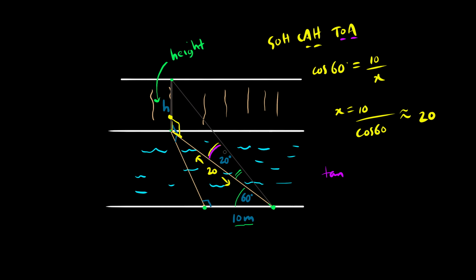So tan of 20 degrees is equal to the opposite, which is h, what we're trying to find, over the adjacent, which happens to be 20 meters. We multiply both sides by 20, so h is equal to 20 times tan 20 degrees. And using our calculator, we finally get our answer. The height of this hill is 7.28 meters tall.